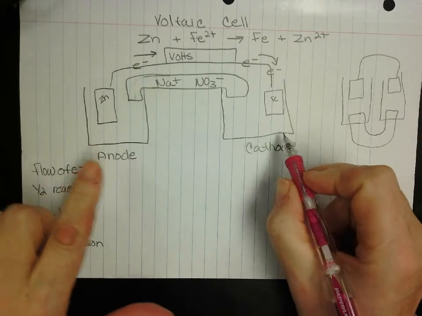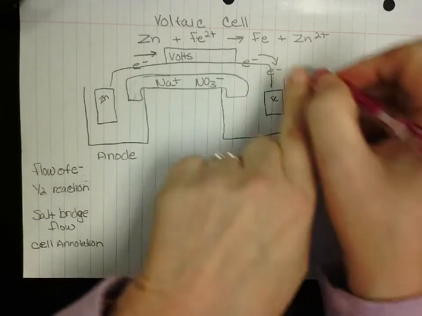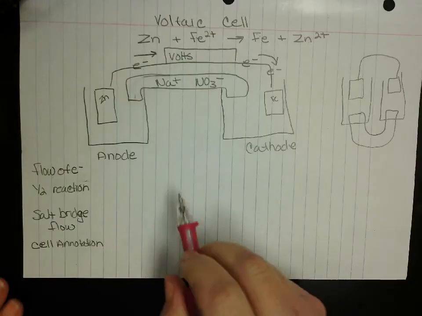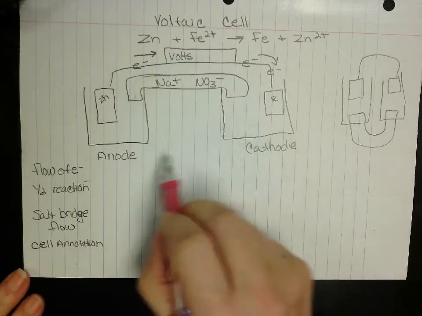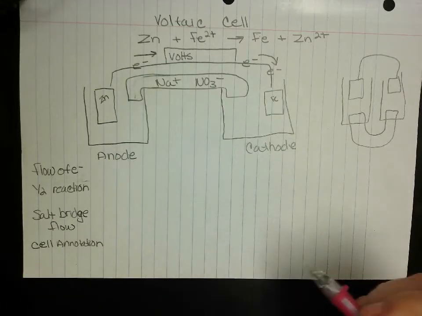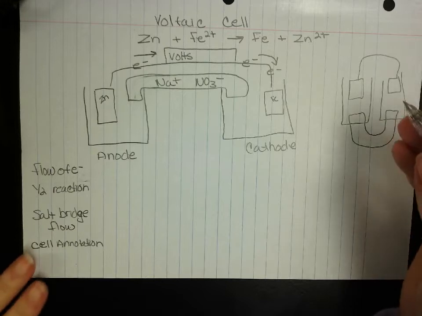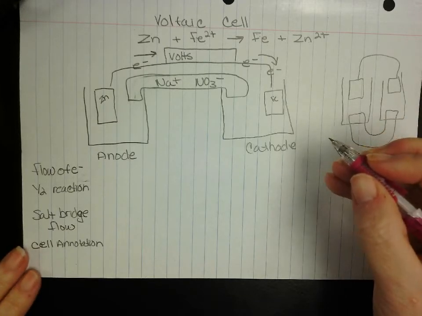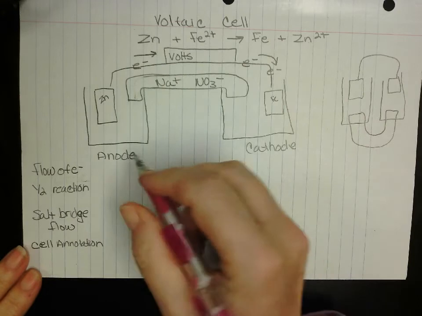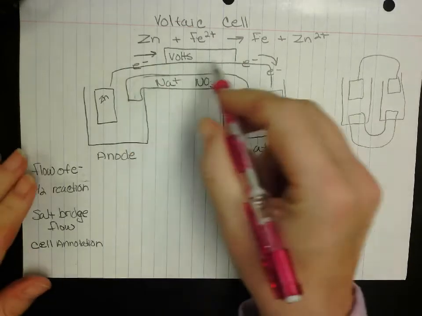Now remember, these are beakers. It could flip, so my anode could be there and everything could be running this way. But I usually put it this way with my anode on the left. So just a standard procedure, I'm going to put it there. Okay, so what's going to happen at the anode? Well, we're going to lose those electrons.